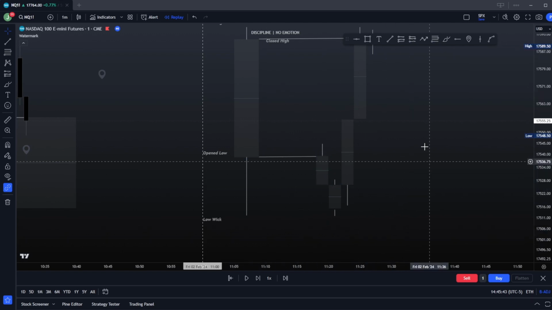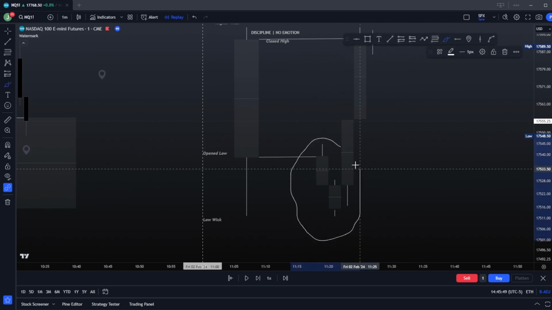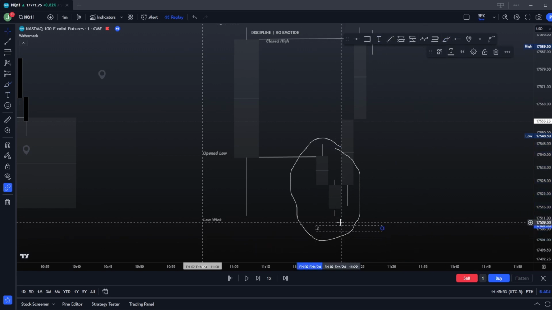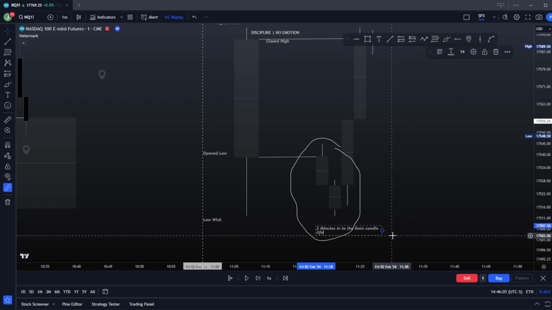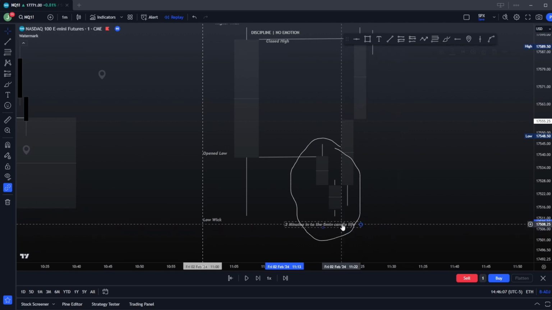So you'll see that, at this point in time, at these candles, we are 2 minutes in. We're 2 minutes into 5 minute candle life.